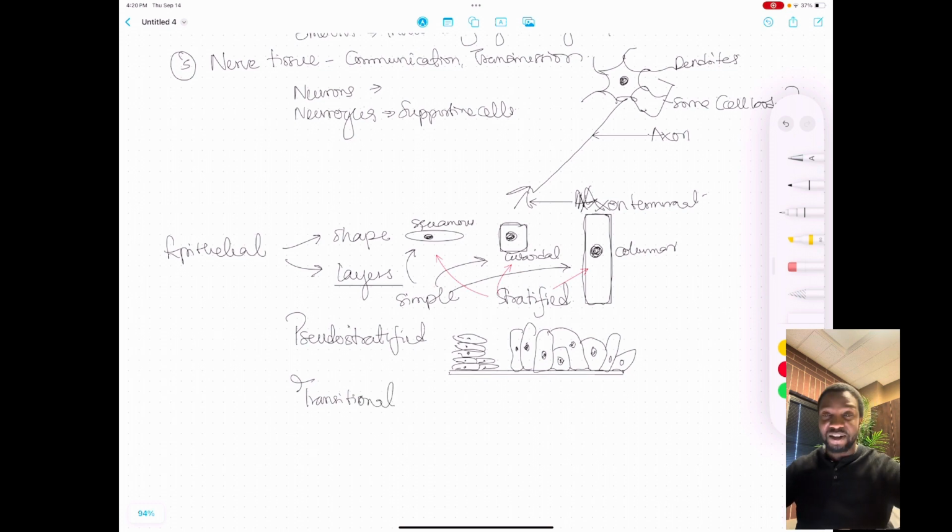Transitional is found in certain organs that allow them to shapeshift. So they can go from squamous to columnar to cuboidal, depending on whether that organ is expanding. And so let's start with transitional. The perfect example of transitional is the bladder. Okay, bladder is an organ that has transitional epithelium.